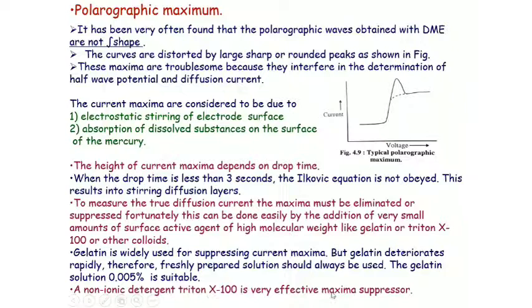So, the polarographic maximum arises in two ways: electrostatic stirring of the electrode surface, which is noticeable when the drop time is less than 3 seconds, and adsorption of dissolved substances on the surface of mercury. To avoid this, surface active agents are used, for example gelatin or Triton X-100. Generally, a freshly prepared 0.005% gelatin solution is used as a maxima suppressor.